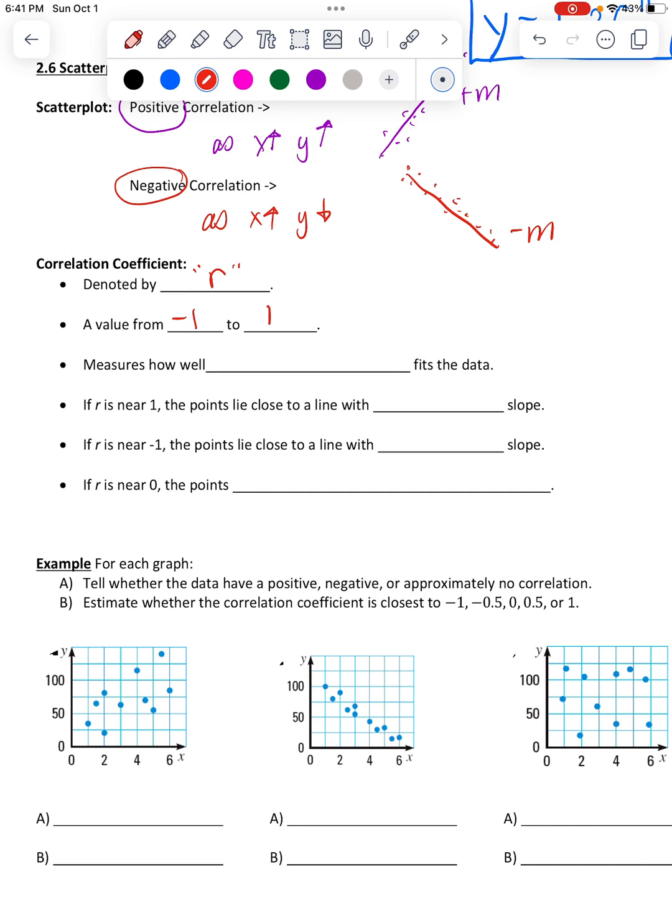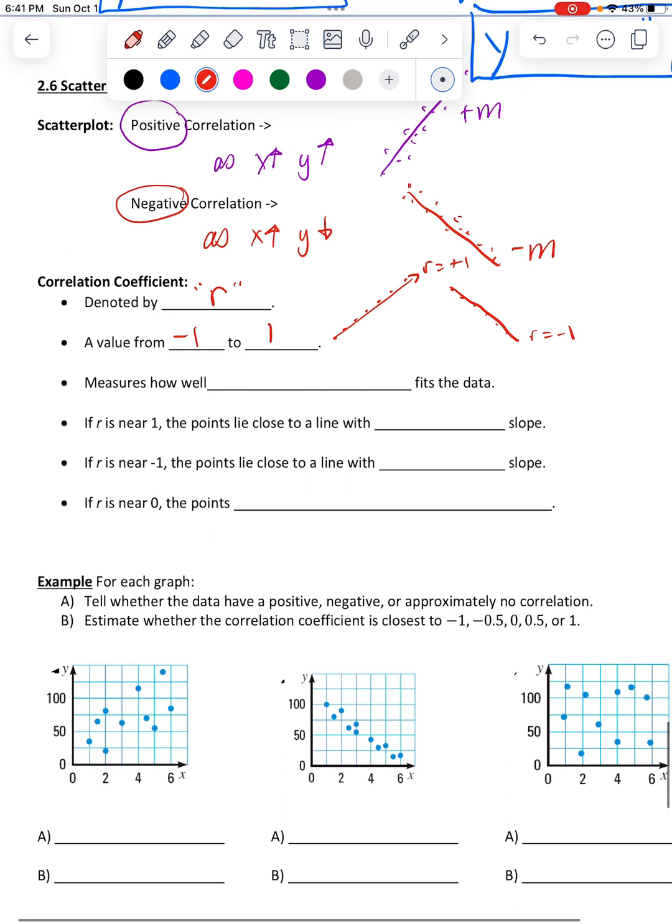And ones are a perfect fit. So if I had data that was perfectly lined up and positive, my R would be a +1. If I had data that's perfectly lined up and negative, my R value would be -1. So positive and negative only indicates whether the data is going up or down. The closer you are to 1, the better the data fits the line. So a 0 means the data is totally scattered and isn't really close to any line.